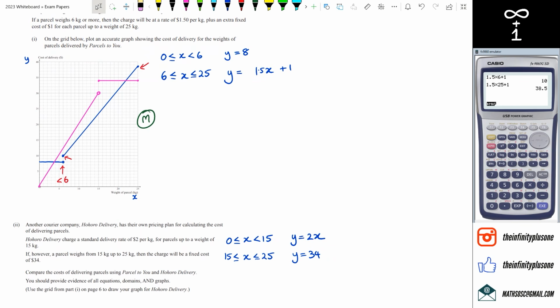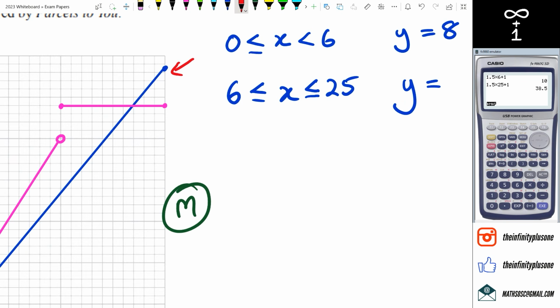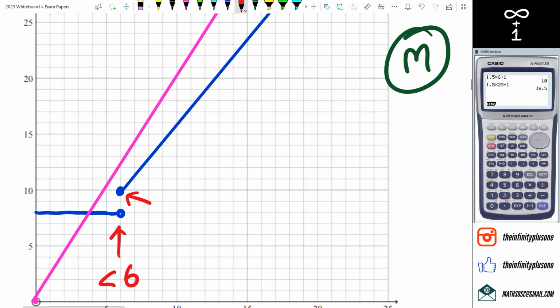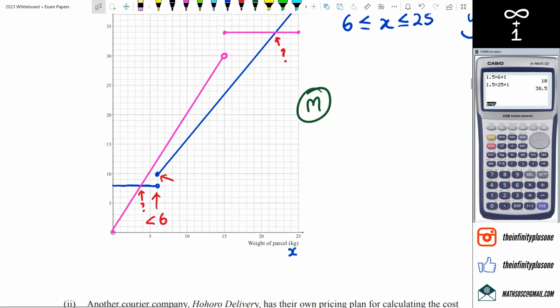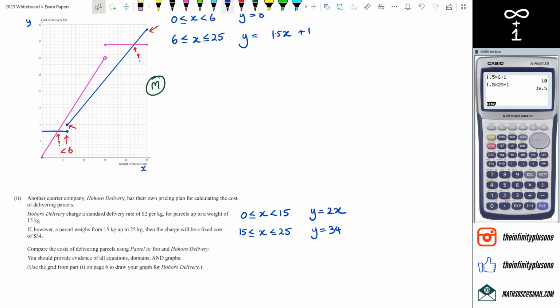Now what it says is compare the cost of delivering parcels. You should provide evidence of all equations. So I guess what you need to do in this situation is figure out what's the optimal company to go with. There are a couple of things that we need to know. The first thing is we need to figure out what this point here is, and we also need to figure out what this point here is. So there are 2 points that we need to work out first. So let's actually work it out.